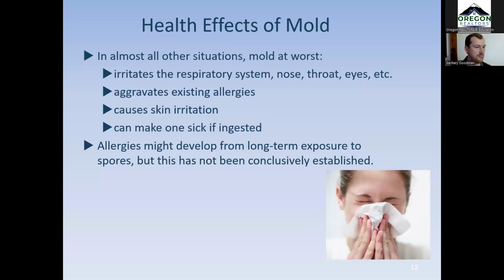Most people, like me as an example, might just get a stuffy nose. There are people we've talked to that have skin irritation, and difficulties breathing, minor or major, but in most cases, a lot of people don't have any change from being exposed to mold. There are also cases where allergies might develop from a long-term exposure, but this actually has not been conclusively established as a scientific study.